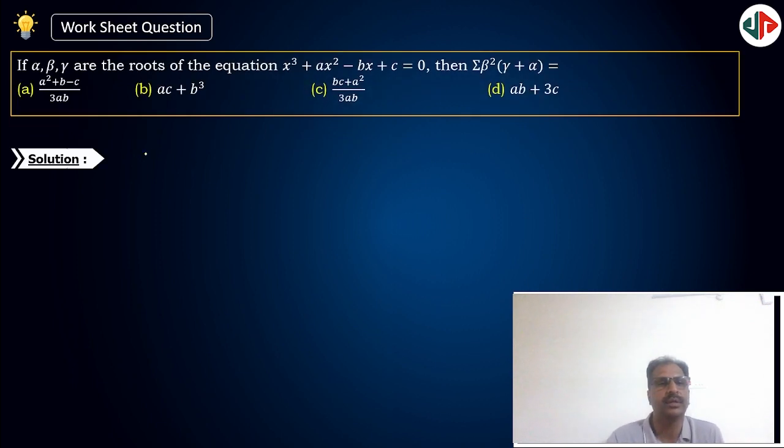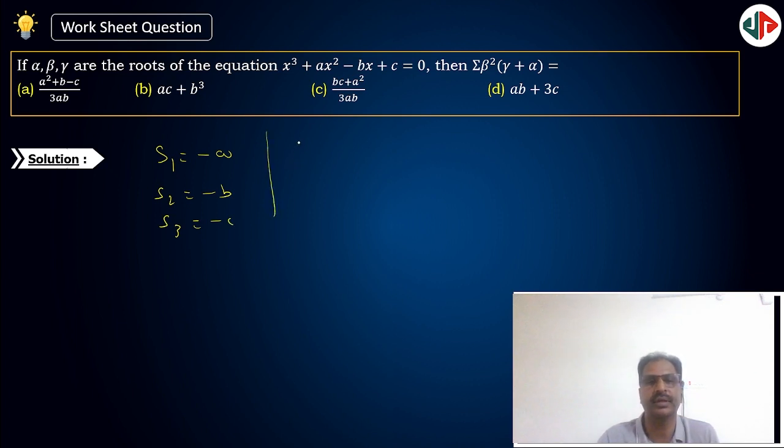Next. Alpha, beta, gamma are the roots of the given equation. So compare the given equation with standard equation. You will get S1 as minus A, S2 as minus B, S3 as minus C. And the question is finding sigma beta square into gamma plus alpha. That is equal to beta square into gamma plus alpha plus gamma square into alpha plus beta plus alpha square into beta plus gamma.